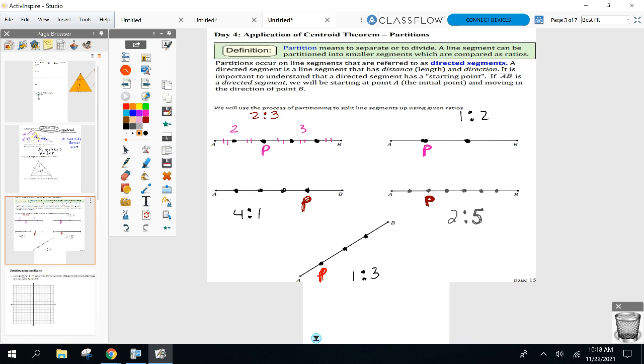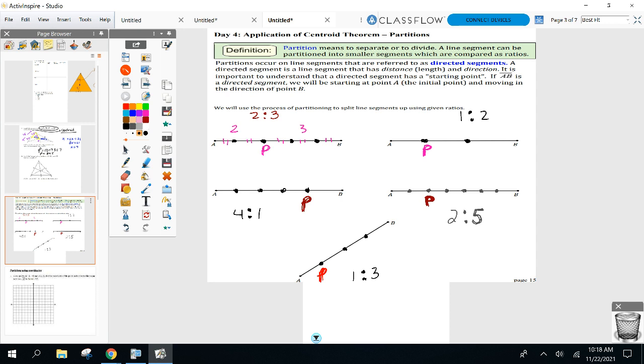I'm surprised nobody challenged me or had a question in this group. I'm surprised the way we did all these, no one raised their hand and said, why are you always starting from A? Why can't I do it from B? What's the problem starting with B? Why couldn't I do a ratio of 2 to 1 or 1 to 2 going from point B and call this point P? Why not, right?